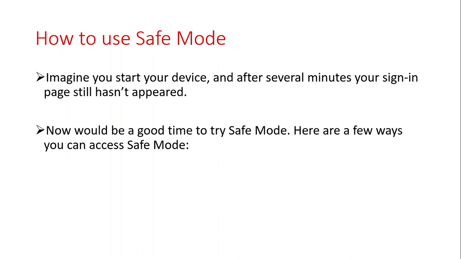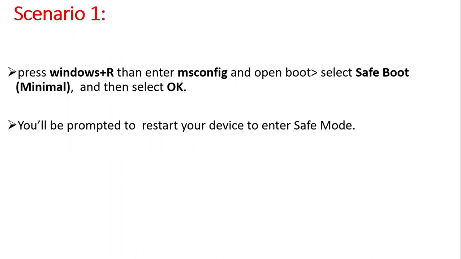To enter your device into safe mode there are a few ways, and we're going to see what those ways are. Here is scenario one, one of the ways in which you can enter your device into safe mode. In this scenario you need to press Windows R. Once you press Windows R, you need to type msconfig. If you type msconfig and click enter, then a window will pop up.